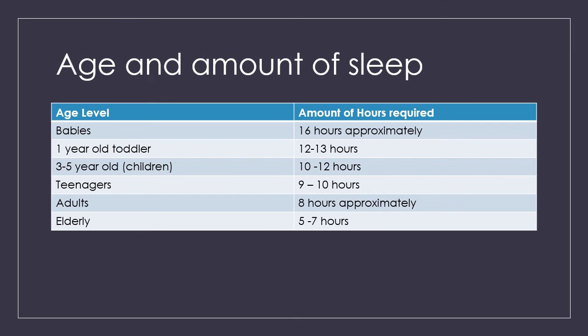Alright, so the age and amount of hours of sleep. This is something that a lot of people got wrong just because they didn't do their maths. So the babies, you have approximately 16 hours of sleep. 1-year-old toddlers tend to be 12 to 13 hours. 3 to 5-year-olds tend to have 10 to 12. Teenagers, 9 to 10. That's what you should be getting. You're not, but that's not the point. Adults should be getting 8 hours approximately, and then the elderly 5 to 7. Now, according to the restoration theory, that's because the elderly are not as active as what they once were, so they don't need to actually sleep as long. But it's just a theory.